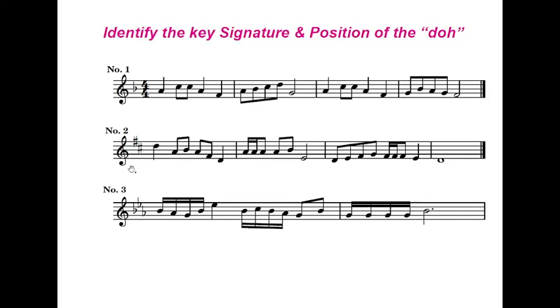We should be able to identify that this is key D. There are two sharps, and so a do should be in line D. Already this is in line D. It is a do. This is a do. This one is a do, and so this is a mi. Do, re, mi.